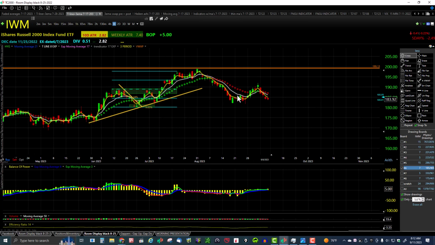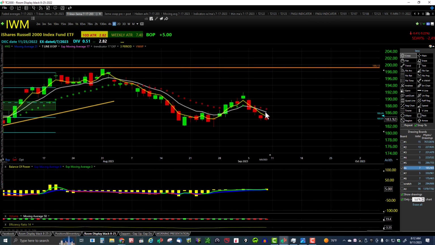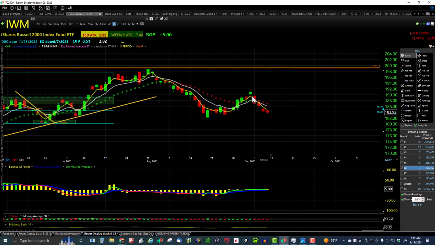IWM also in a daily downtrend. Notice the 3 is underneath the 8 EMA, the price is underneath the 3, all three of those underneath our 17-day trend indicator. We've made a lower high, and the bears are looking to produce that lower low. We'll see if they get it done or if they fail and we start tackling this high again.